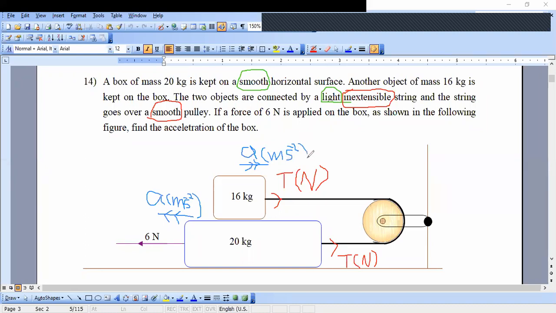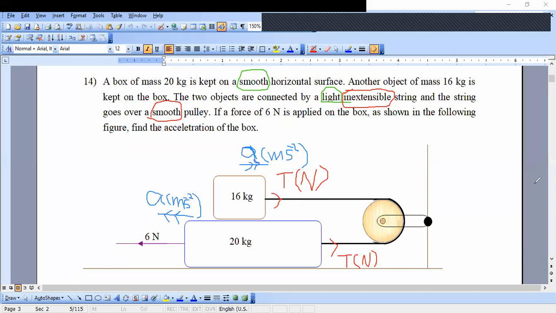Opposite, sir. The 20 kg object is moving to your left hand side direction, and the 16 kg object is moving to your right hand side direction. Because of the string, they will move with the same acceleration. Because of the pulley, they will move in opposite directions, because you see the forces.